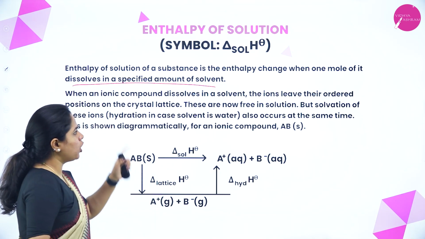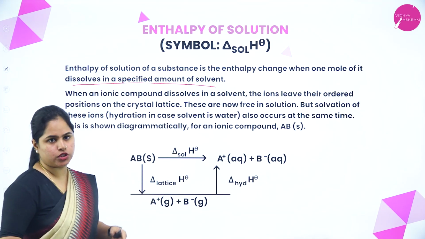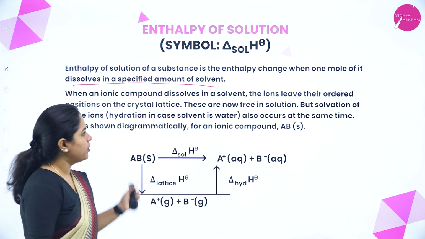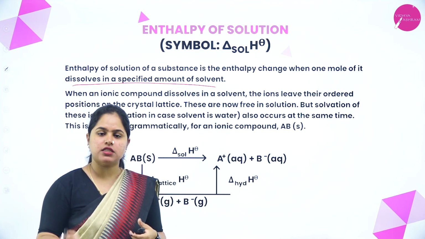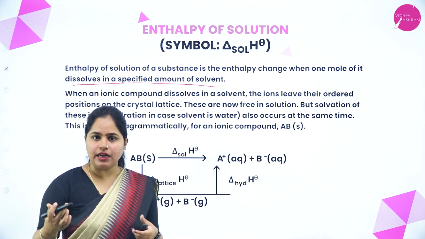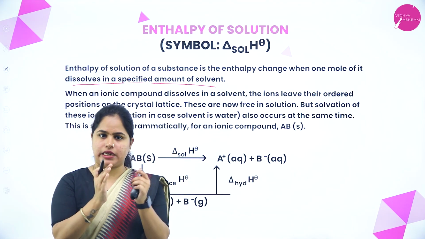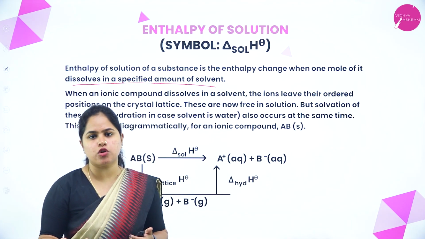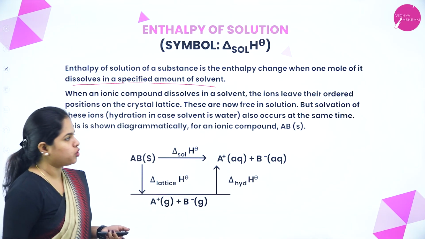So when an ionic compound dissolves in a solvent, the ions leave their ordered position on the crystal lattice. That means if an ionic compound is present and we are dissolving it in water, from solid state it is getting converted into liquid state, right? In that case, the ions can freely move. In solids, they are tightly packed. Now when they are getting converted into liquid, they can easily move around. So these are now free in the solution, right?